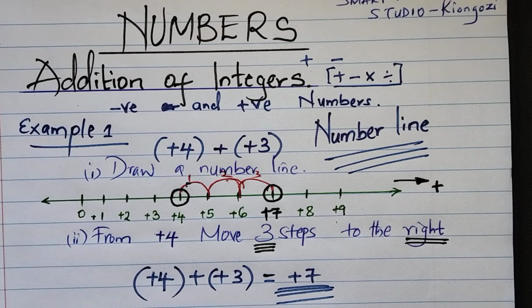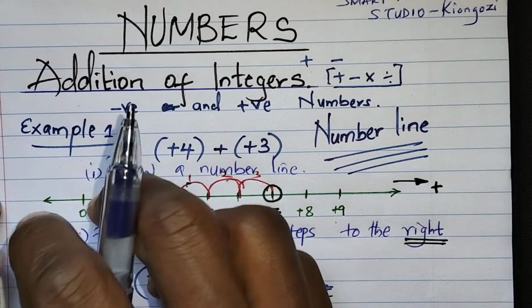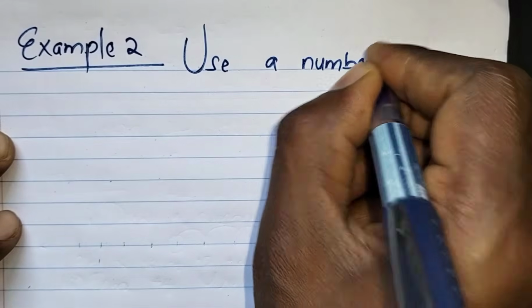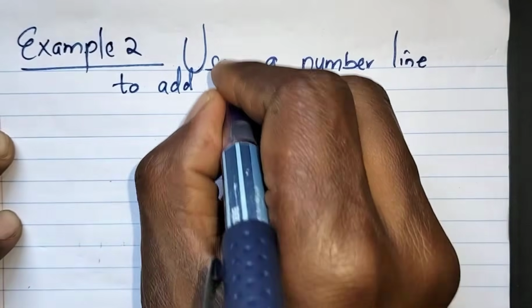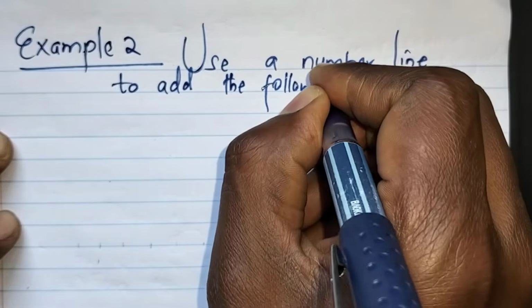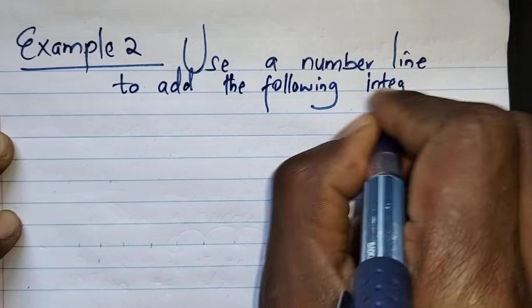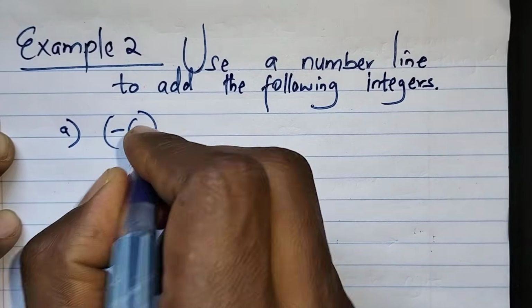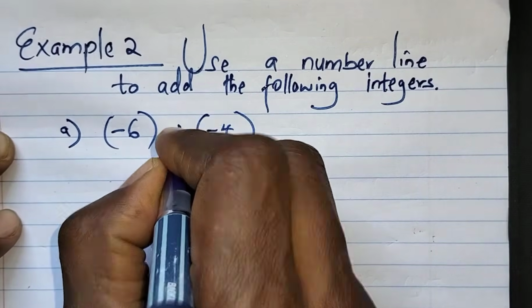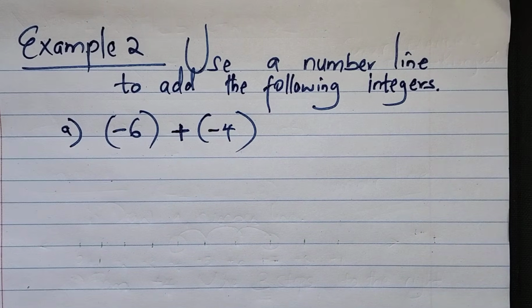Maybe we do another example. Example 2. Use a number line to add the following integers. A, negative 6 plus negative 4. Let us do that one first before we write B.